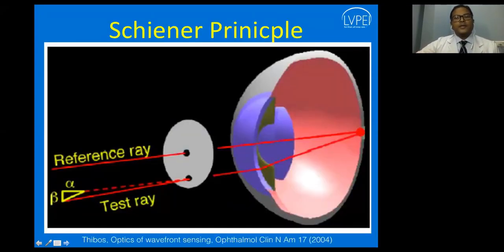All the aberrometers which measure aberrations in the eye are based on the Scheiner principle or the Shack-Hartmann principle. The Scheiner disc is a very simple instrument, a disc which has two holes in it. As shown by this cartoon, the reference ray that passes through the central axis of the eye passes undeflected. The aberrometer adjusts the test ray, which is at the periphery, through a horizontal or vertical angle, denoted by alpha and beta, so that it comes into a point focus at the point where the reference ray cuts into the retina. By measuring alpha and beta, one can calculate the degree of aberrations across the pupil.